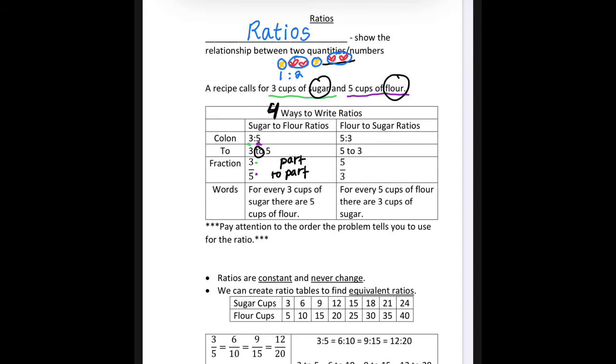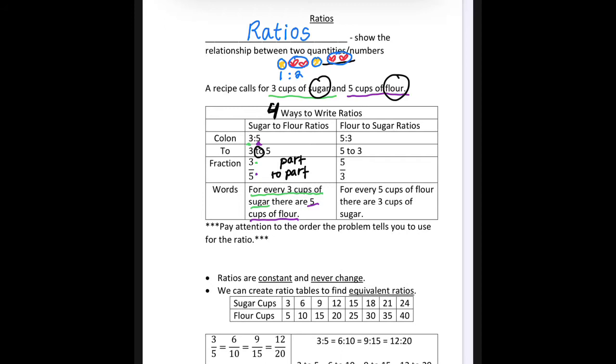Then you can also write ratios in words. For every 3 cups of sugar, there are 5 cups of flour. We actually did that earlier this week when we were working with comparison statements and the fundraising goals.